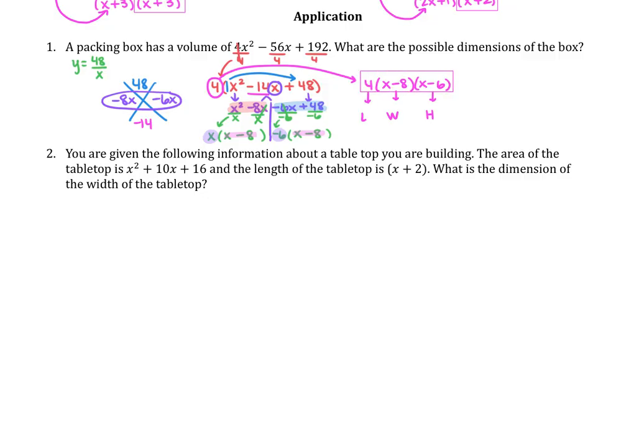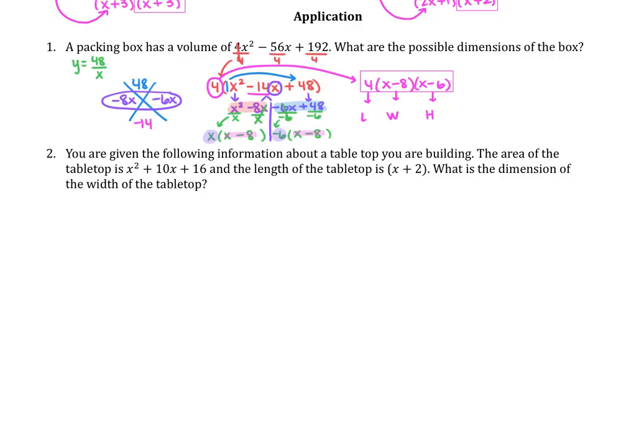All right, we have one more. You are given the following information about a tabletop you are building. The area of the tabletop is x squared plus 10x plus 16, and the length of the tabletop is x plus 2. What is the dimension of the width of the tabletop? So this is like the last two examples before we got to the word problem.